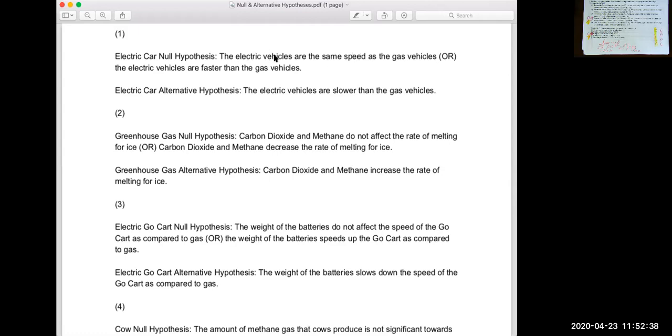So the electric vehicles are the same speed as the gas vehicles, period. That's a reasonable null hypothesis. The alternative, the electric vehicles are not the same speed as gas vehicles. That's an obvious two-tailed test, because if it's not the same speed, it could be quicker or slower. If you're going to say the electric vehicles are faster than the gas, your alternative is that electric vehicles are not faster than the gas vehicles. And it has to be based off of that, and you're only collecting evidence relative to electric vehicles being faster there.